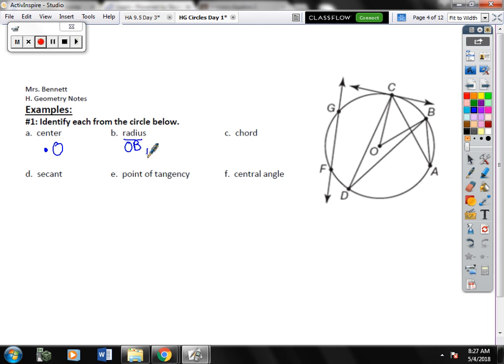If you don't volunteer, I'm going to call on you. So anyone like to volunteer for the second radius? Luke? Segment CO. Are there any more? No.